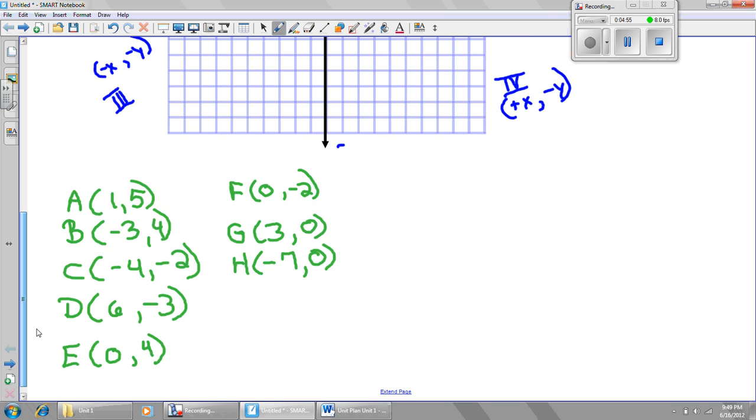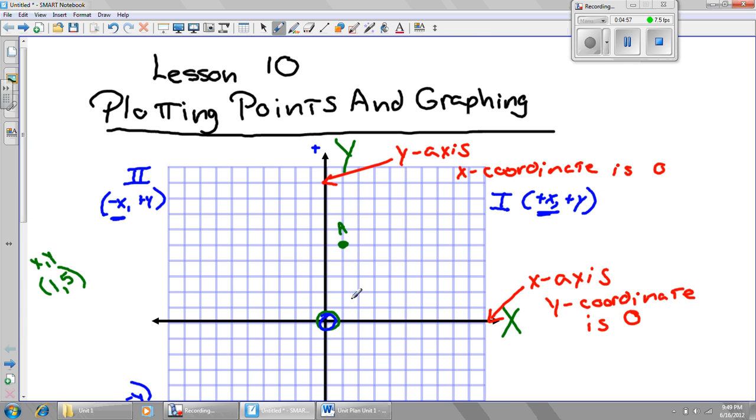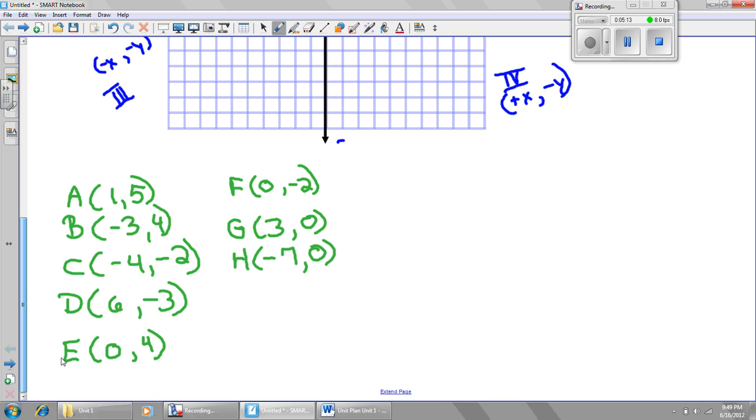B is at (-3, 4). So I'm going to go 1, 2, 3, and then positive 4. 1, 2, 3, 4. And there is point B. It's in quadrant 2.